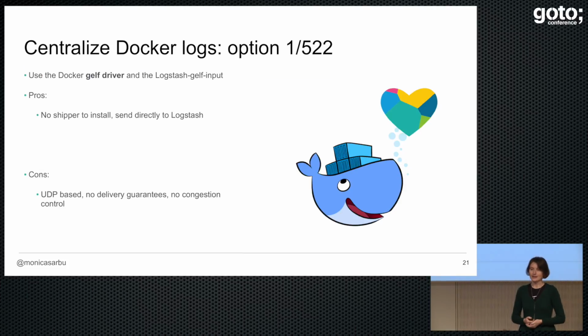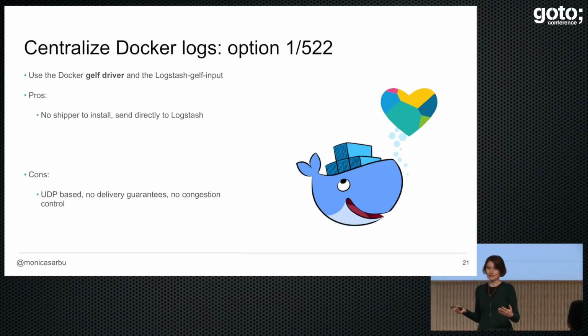Another reason is that there is already a GELF driver supported that you can use together with the Logstash GELF input. The advantage of this solution is that there is no shipper to install. You just send the log lines directly to Logstash. But the disadvantage is that this is UDP based, so you have no guarantees that your log lines are delivered, or there is no congestion control.